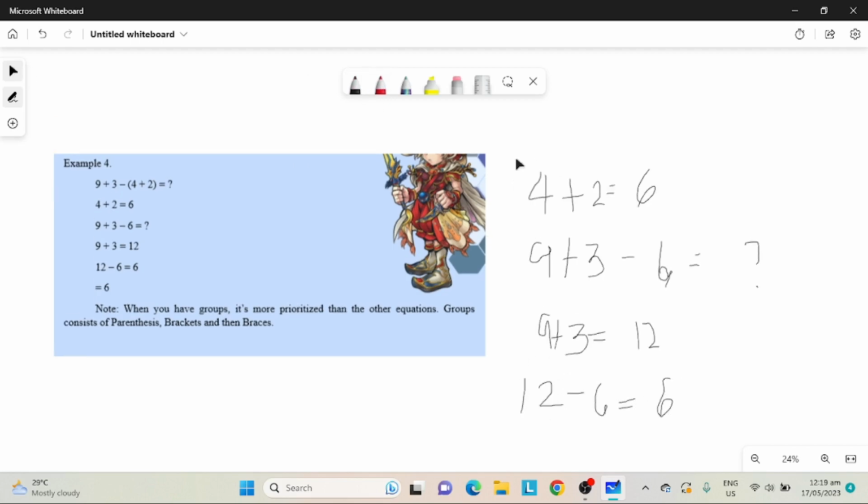First things first, in groups, when you have the parentheses, the brackets, and the braces, you need to do everything that is inside the parentheses first. So we have 4 plus 2 is equal to 6. Then copy the given, except the parentheses: 9 plus 3 minus, and the answer of the parentheses, which is 6. Then we do the operations. 9 plus 3 is equal to 12. Then 12 minus 6 is equal to 6.